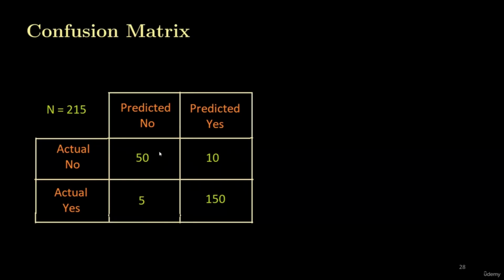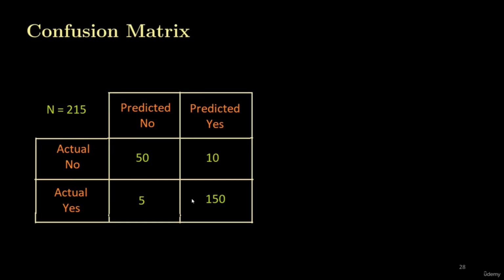So what about this 50? This 50 is at the intersection of two things, that is, actual no and predicted no. So what does it mean? It means these 50 samples are those whose actual label is no, and the model is also predicting no. So these 50 samples are correctly classified by the model. They belong to the class no, or the negative class, and the model also classifies them as negative. So these 50 are correctly classified samples.